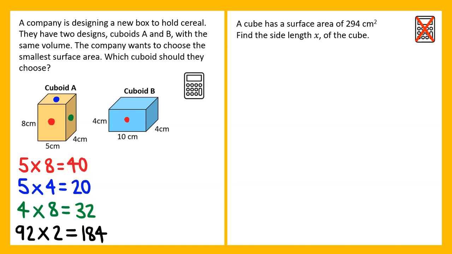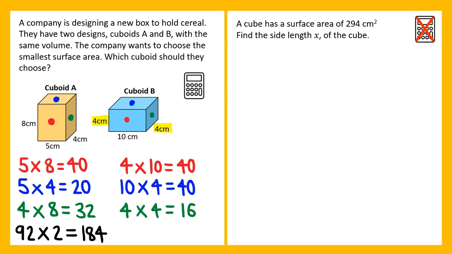For cuboid B, the front face is 4 multiplied by 10 and is 40. For the face at the top, it would be 10 multiplied by 4, giving me 40 again. And for the face on the side, 4 multiplied by 4, which is 16. Adding the area of these 3 faces is 96, and multiplying this by 2 to work out all of the faces is 192 centimeters squared. We can see the one with the smallest surface area and using the least packaging is cuboid A with 184 centimeters squared. A cube has a surface area of 294 centimeters squared.